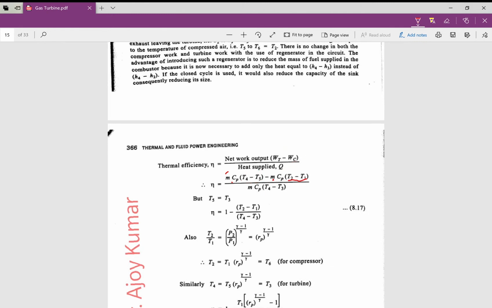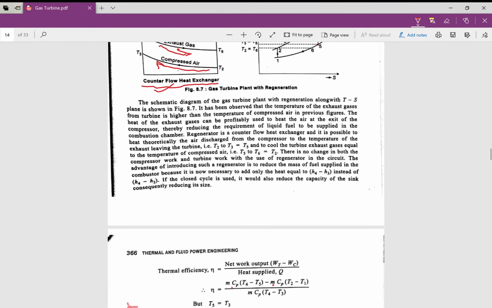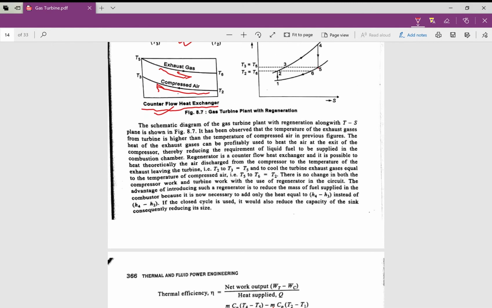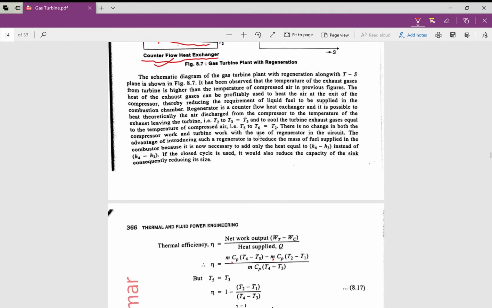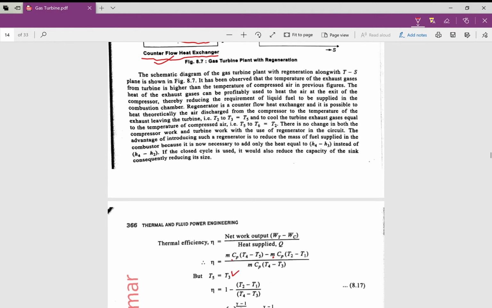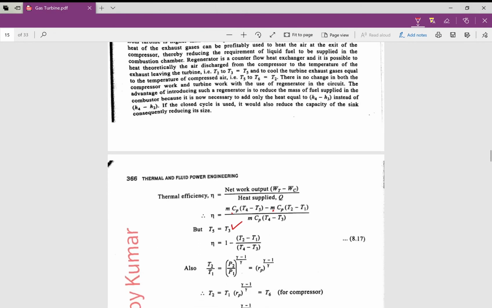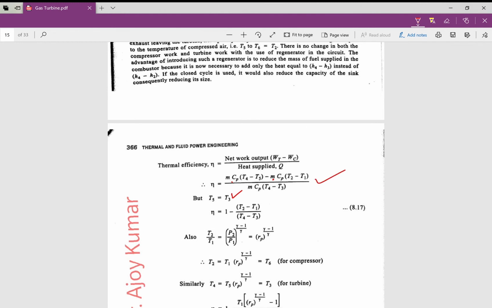So now, according to this TS diagram, we have seen that T5 is equal to T3, which is written over here. So this equation will be reduced like this.